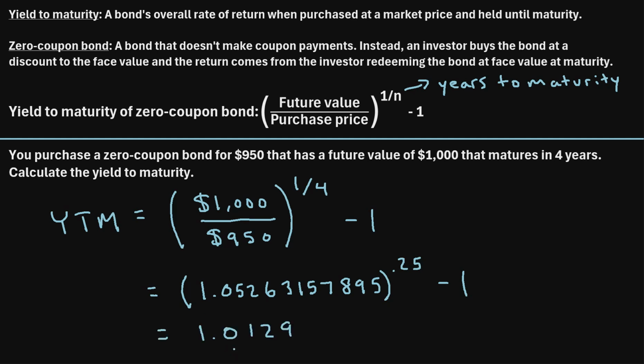It turns out to be 1.0129, and then we still subtract 1. So when we subtract 1, we get 0.0129. Or as a percentage, we can just move the decimal point twice to the right. So that's equal to 1.29%. So this is our yield to maturity for this bond that we bought for $950 that has a future value of $1,000 that matures in 4 years.